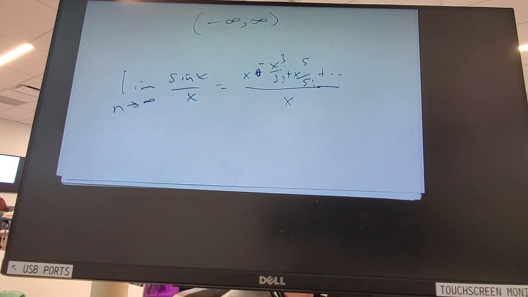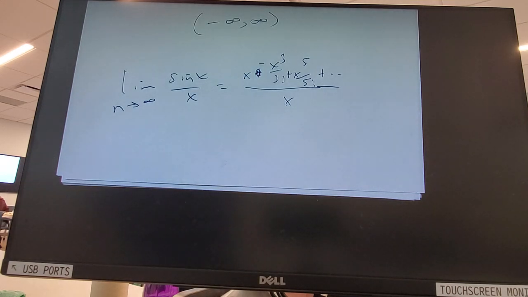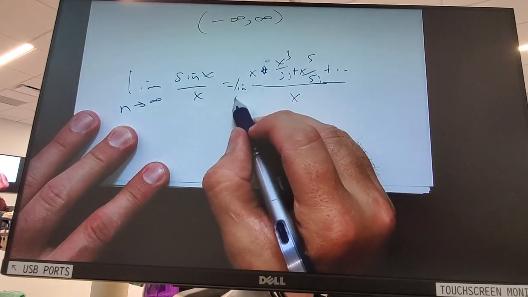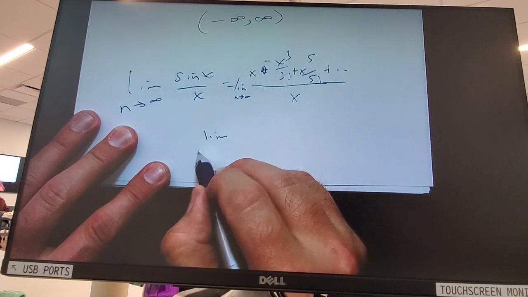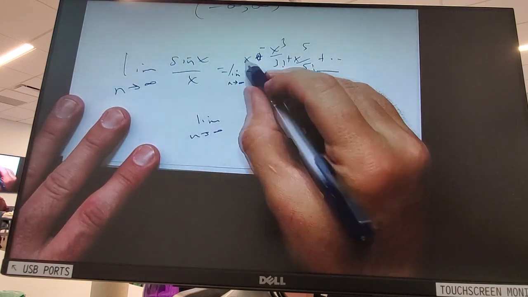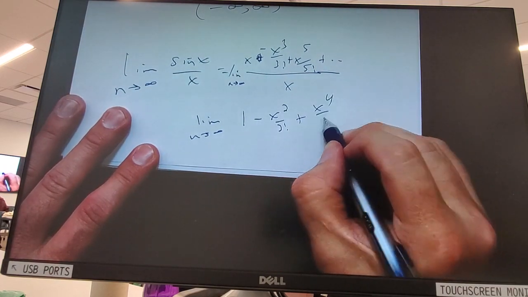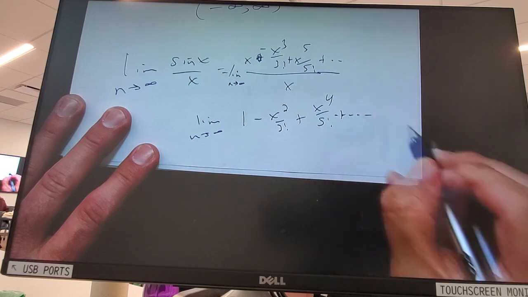You with me? That is a true statement because sine x equals that no matter what x is, yes? Let me divide by x. I left my limit out. Divide by x: 1 minus x squared over 3 factorial plus x to the 4th over 5 factorial, and so on. Yes?